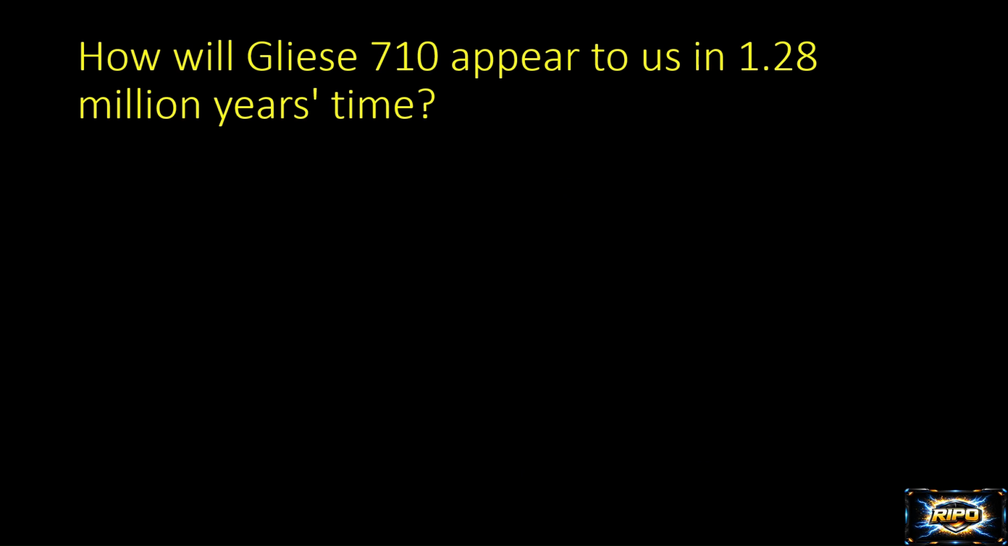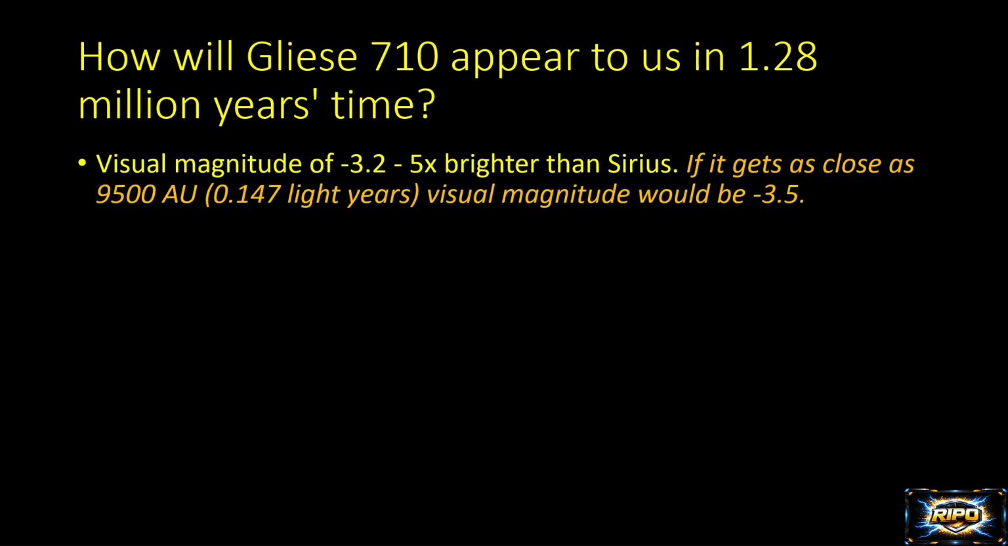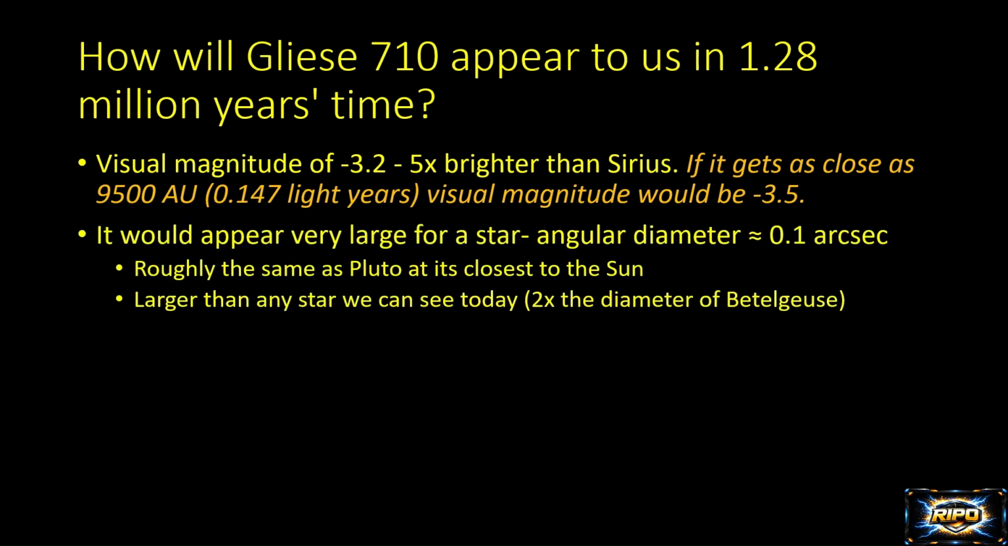To people observing it at its closest approach, its visual magnitude will be minus 3.2, which is 5 times brighter than Sirius, the current brightest star. And if it gets as close as 0.147 light years, its visual magnitude would be minus 3.5, even brighter still. It will be the brightest star in the sky, roughly the same diameter as the dwarf planet Pluto at its closest to the Sun, and larger than any star we can see today.